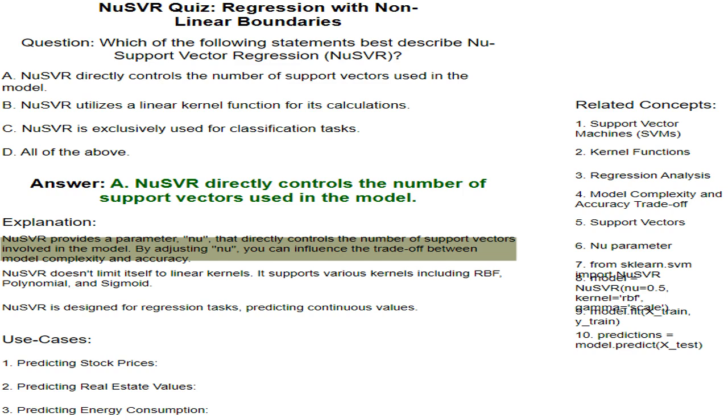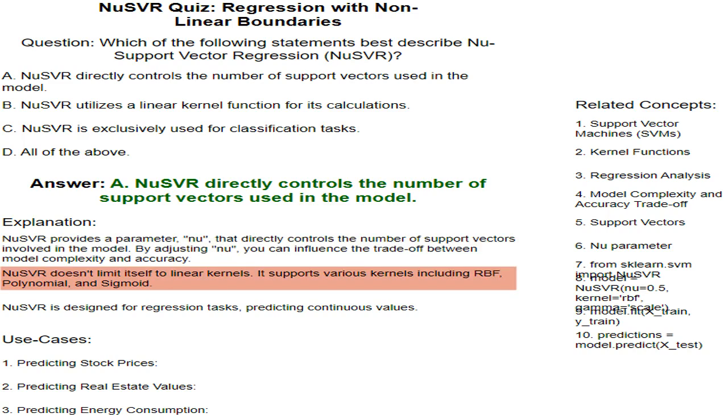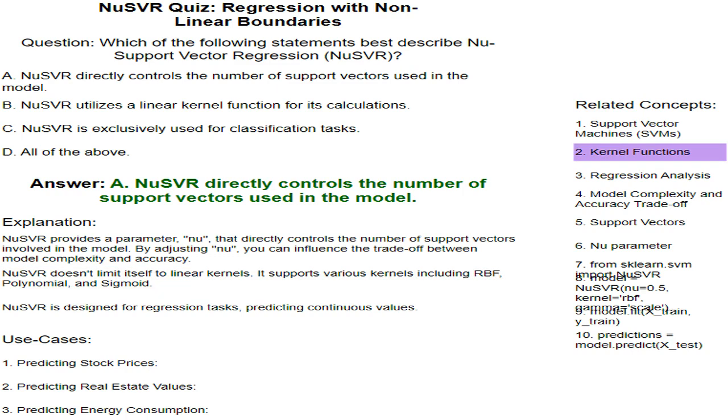4. Model complexity and accuracy trade-off. 5. Support vectors. 6. Nu parameter. 7. From sklearn.svm import NuSVR. 8. model = NuSVR(nu=0.5, kernel='rbf', gamma='scale'). 9. model.fit(X_train, y_train). 10. predictions = model.predict(X_test).